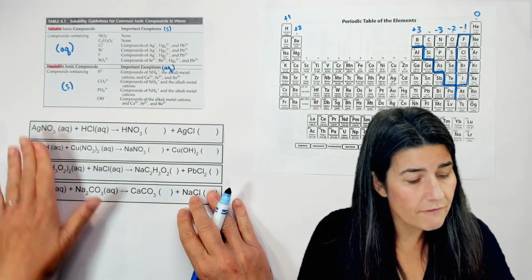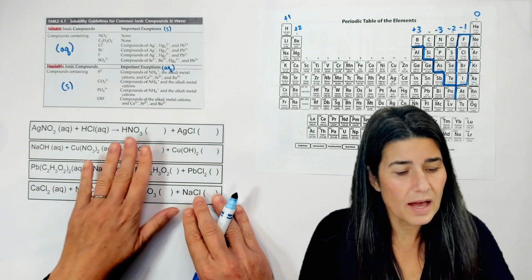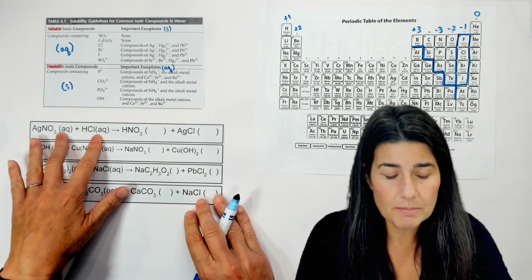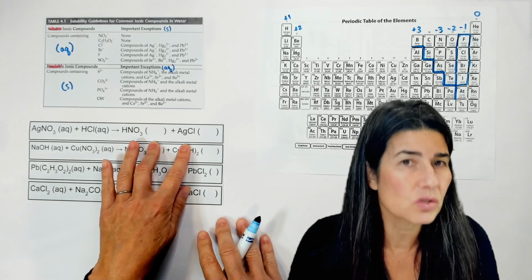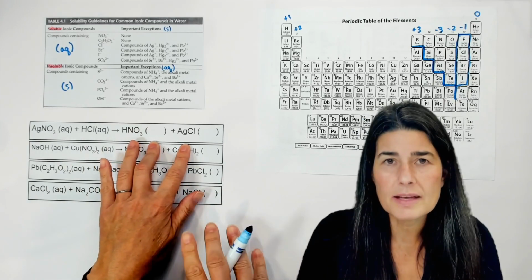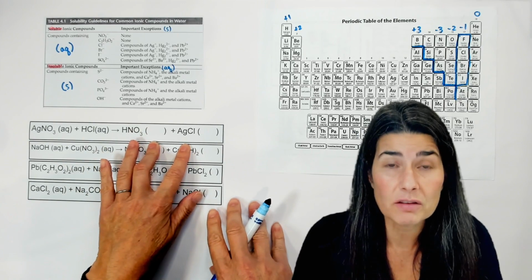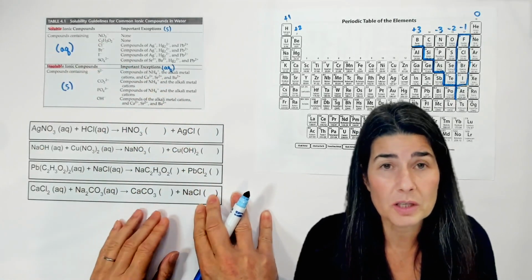Let's do some examples. I have 4 examples written here. We have aqueous solutions being mixed. We have ionic compounds being made. Ionics are very strong compounds. They should be solids, except sometimes they dissolve. And that's when you use your solubility table.